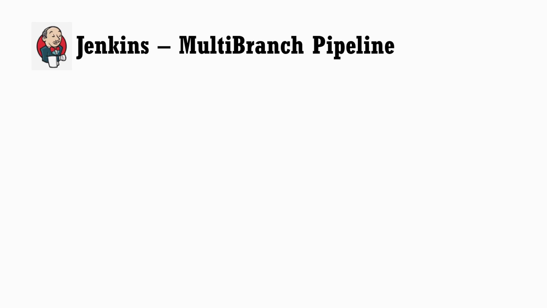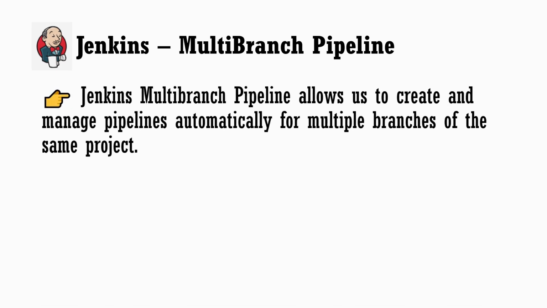Today we are going to discuss one of the most important Jenkins concepts that we use, that is multi-branch pipeline. And we will also cover a live scenario demo. Let's get started. So what is Jenkins Multibranch Pipeline? Well, Jenkins Multibranch Pipeline allows us to create and manage pipelines automatically for multiple branches of the same project. That means instead of creating a separate Jenkins job manually for every branch, Jenkins itself takes care of creating and running pipelines for each branch.